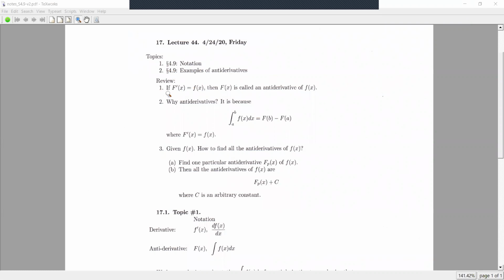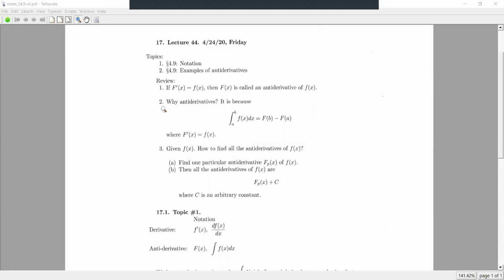Review number 1, if the derivative of some function capital F is little f, then we say that capital F is an anti-derivative of the little f. This is the definition of an anti-derivative.